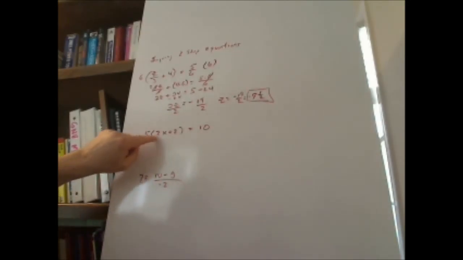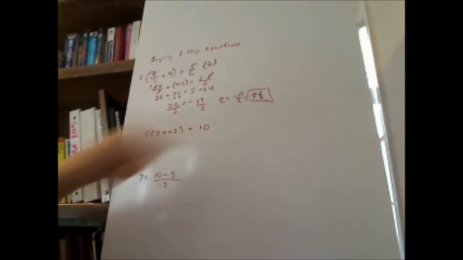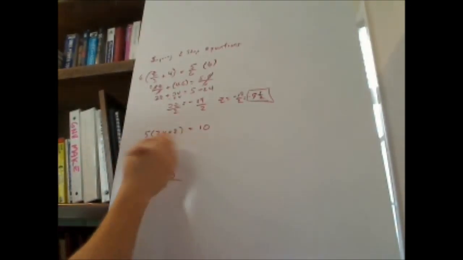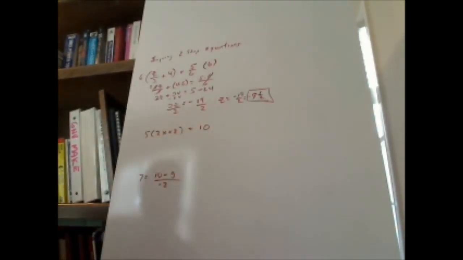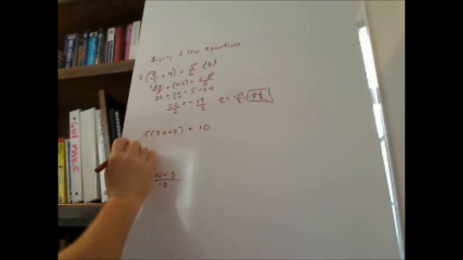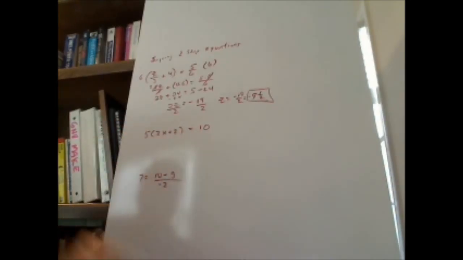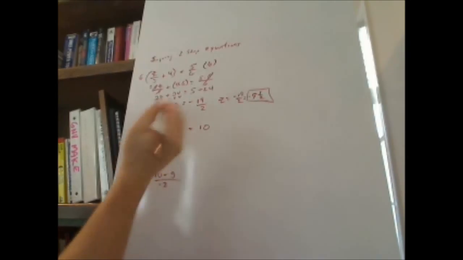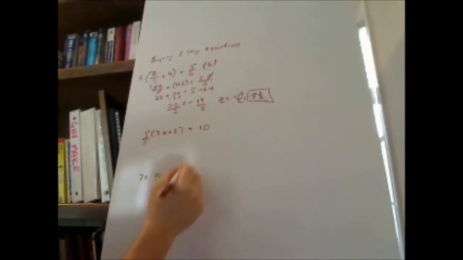5 times the quantity 3x plus 2 equals 10. You look at that and go, okay, I'm going to go right at it and multiply out. 5 times 3 is 15, 5 times 2 is 10. You can do that. But first, look at the problem. Say, can I get rid of the 5 by dividing both sides by 5 easily and get an integer on the other side? I say, whoa, I can. Well, let's do that. This is just one way of approaching it. You can multiply it all out too, that's fine.